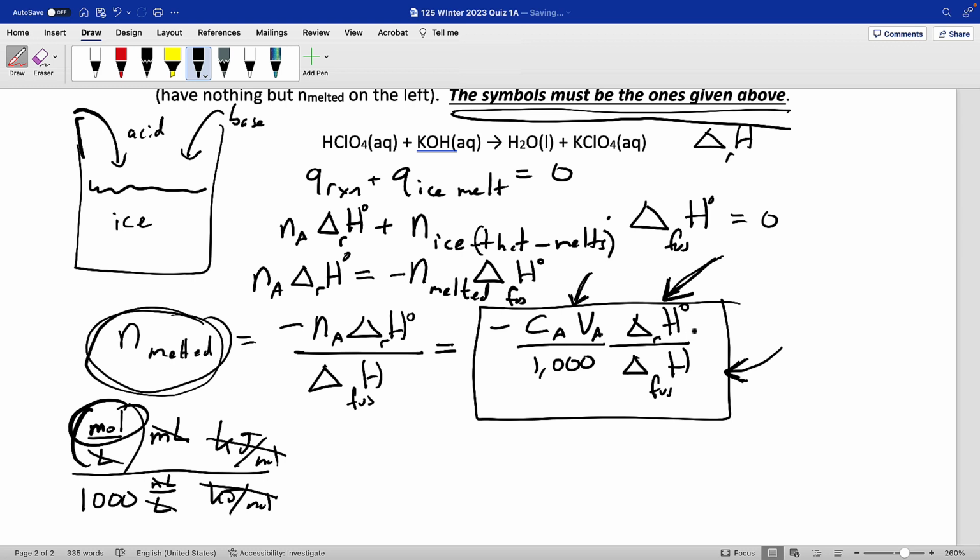Because notice if we switch the delta H's, the units are still going to work out. But this thing of, oh wait, the more heat the reaction gives off, the more ice should melt, that's going to tell you that that should be on top and the other one should be on the bottom. So you want to go through that logic after you've done your algebra, and if the logic doesn't seem to make sense, go back and check your algebra. Because some of you had these delta H's flipped, and that's why.